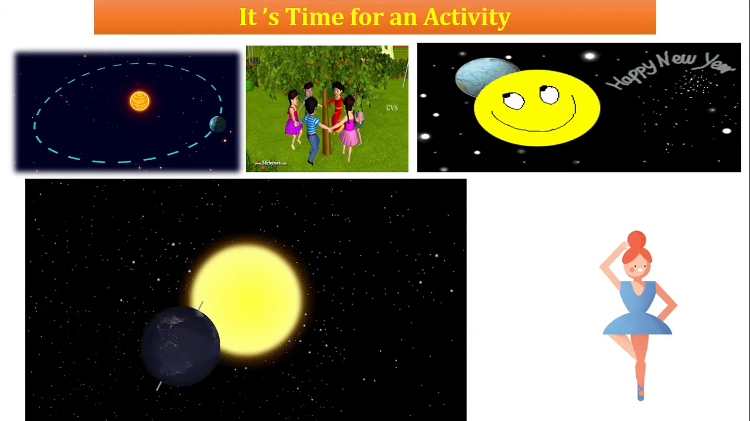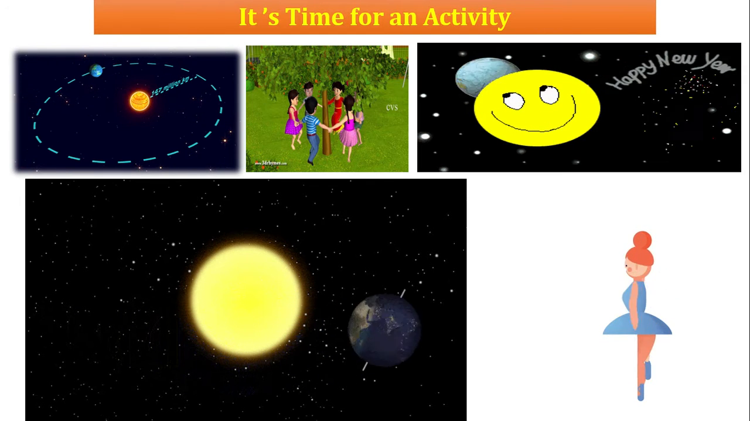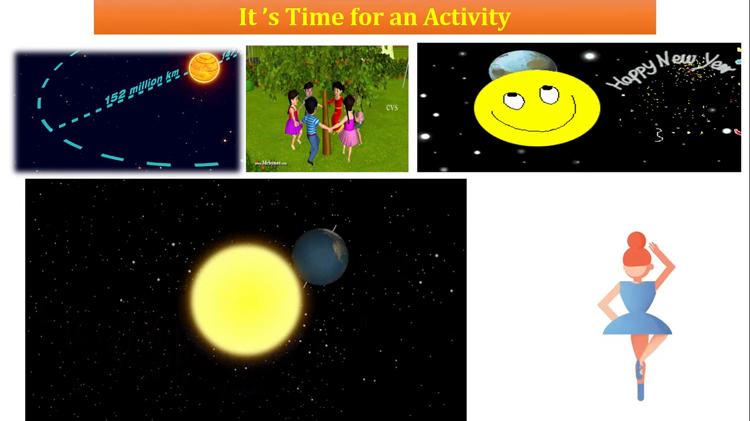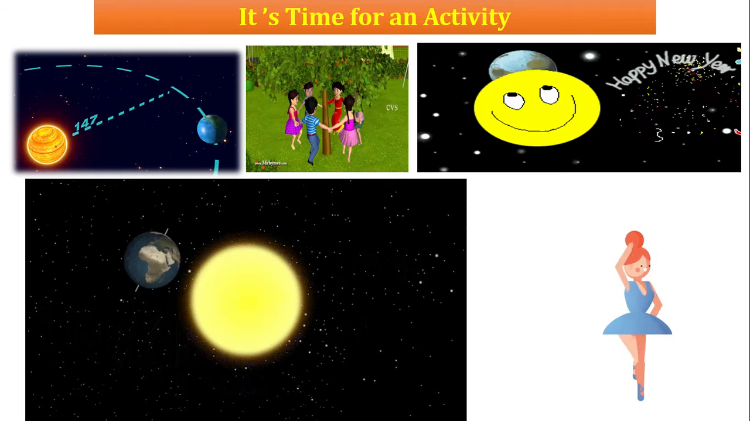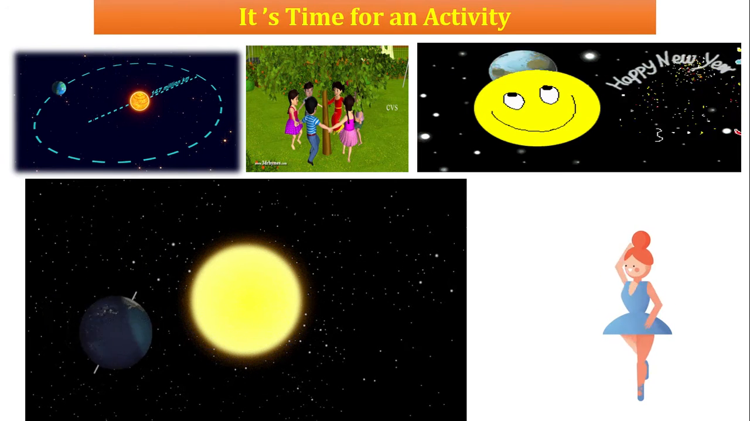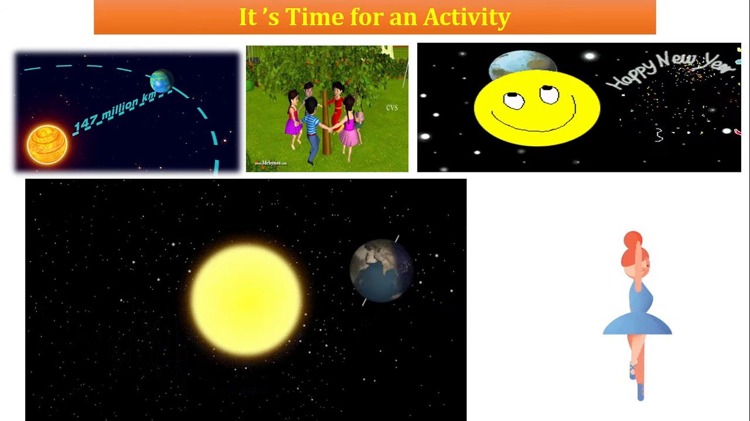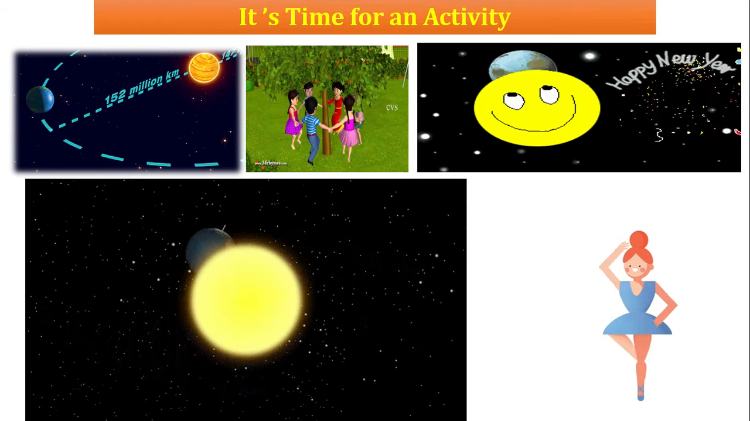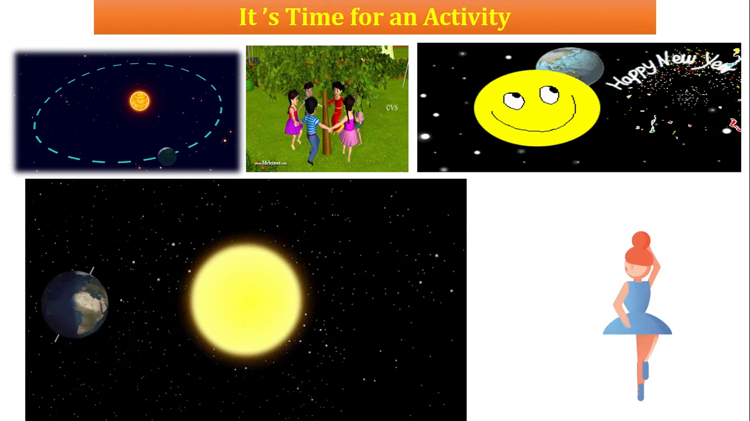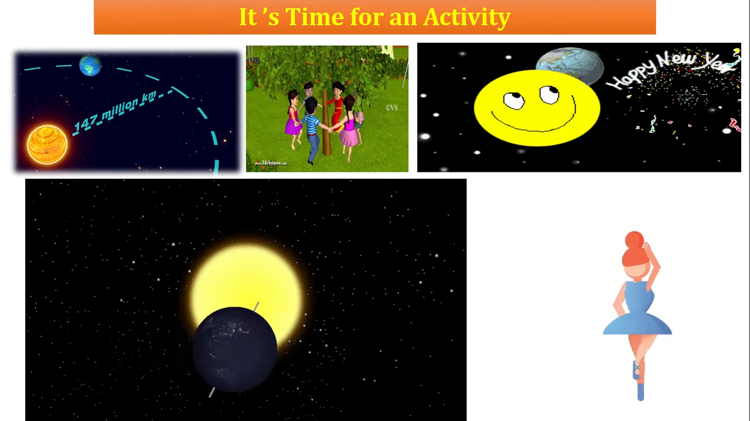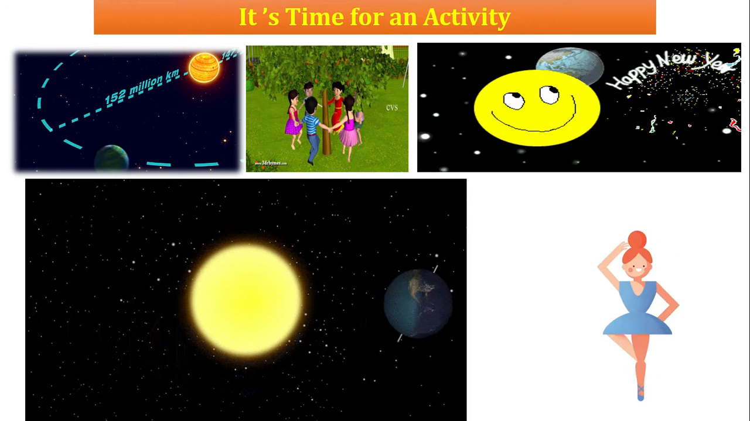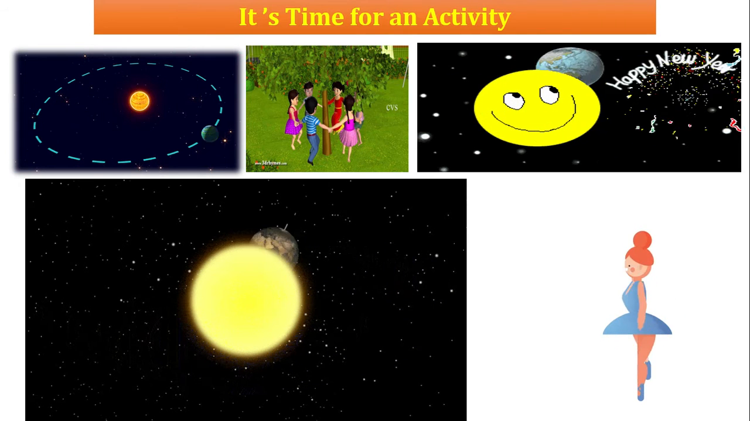Children, before going further, I want you to do one activity at your house but very safely. You have to just stand at one place with both your feet on the ground and spin yourself very slowly. Which type of movement would it be? Yeah, it is rotation. Now, let me tell you about the revolution.